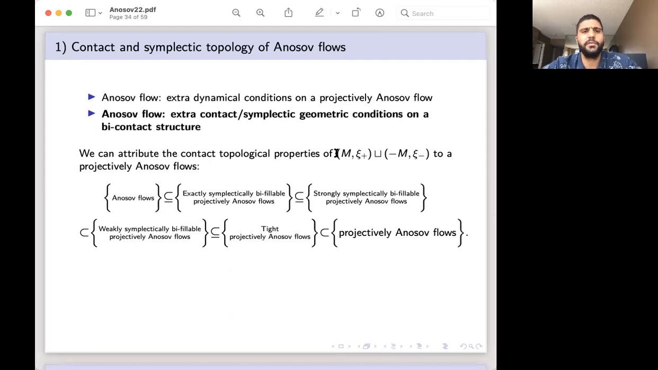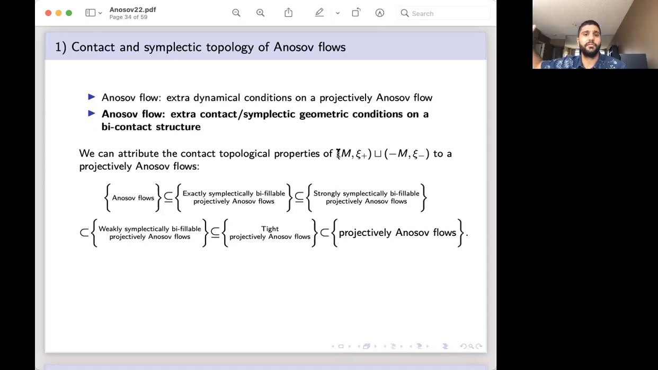And by these contact topological properties, I mean tightness, and any kind of symplectic fillability. Here I'm not going to define things precisely, but you can guess. When I say tight projectively Anosov flows, that's when both of these two contact structures are tight. Similarly, I can define various notions of symplectic fillability in terms of the symplectic fillability of this disconnected contact manifold. And that gives me a hierarchy which is similar to the hierarchy that I have in contact topology in terms of tightness and fillability.